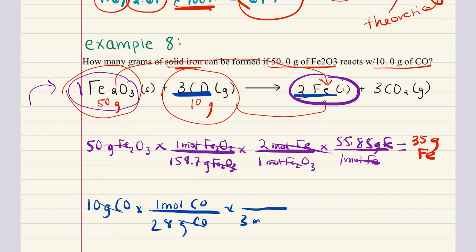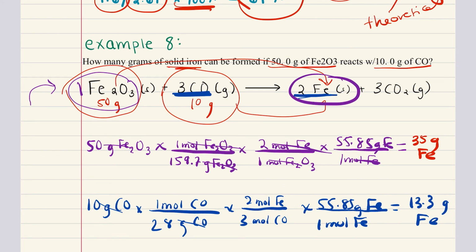For 3 moles of CO, we have 2 moles of iron. And then again, we use molar mass for iron to convert it to grams. So 55.85 grams of iron gives us 1 mole of iron. And if you plug this into a calculator, you're going to get 13.3 grams of iron.